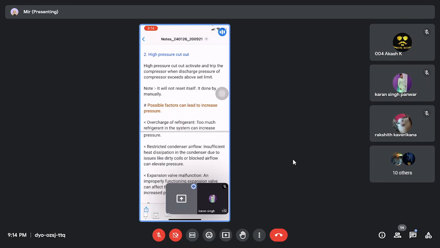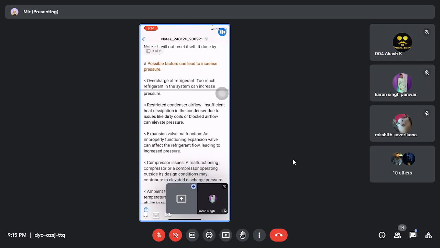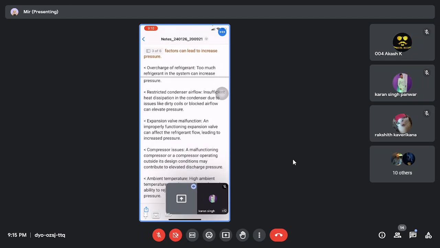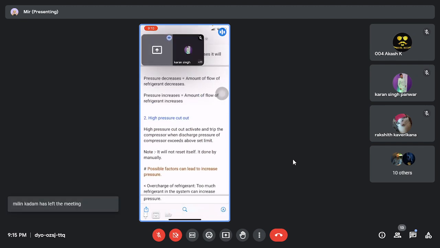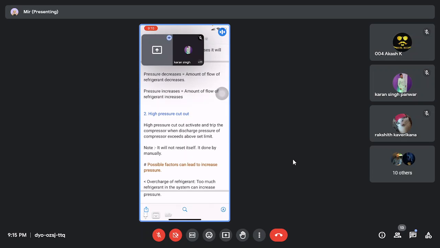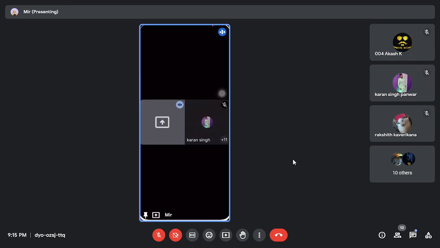So if a high pressure cutout happens, it means something is wrong. That's why we need to check why it happened. So what are the possible factors that can lead to an increase in pressure in the compressor? Point one is overcharge of refrigerant. If we overcharge the refrigerant, meaning too much, it can increase the pressure. If the pressure increases, the high pressure cutout will trip.